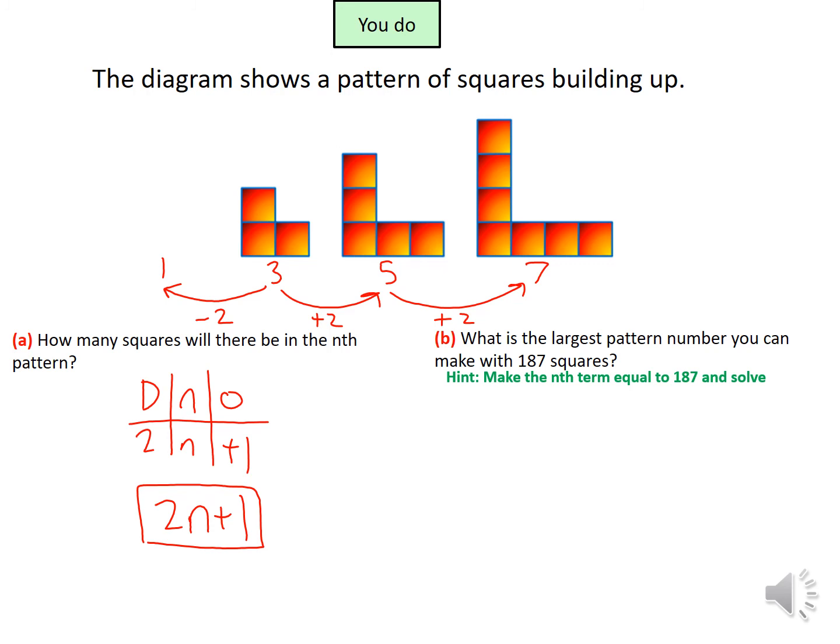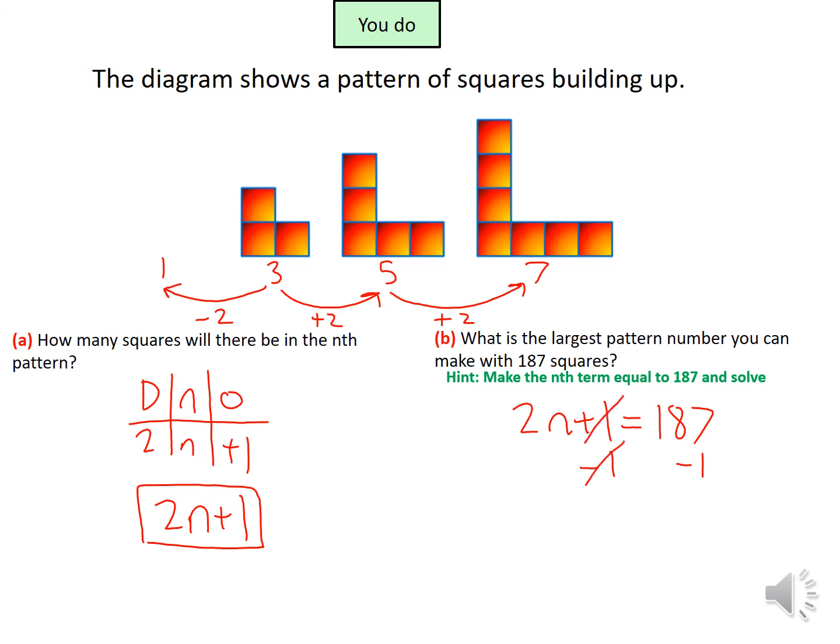What is the largest pattern number you can make with 187 squares? So to work this out, we need to use the n-term expression and equal it to 187. So our n-term expression is 2n plus 1 equals 187. Now, I'm trying to get the n on its own. I need to use the balancing method and subtract 1 on both sides.